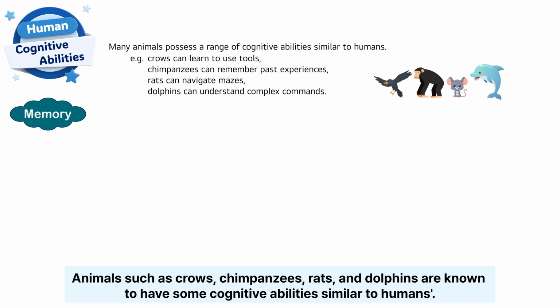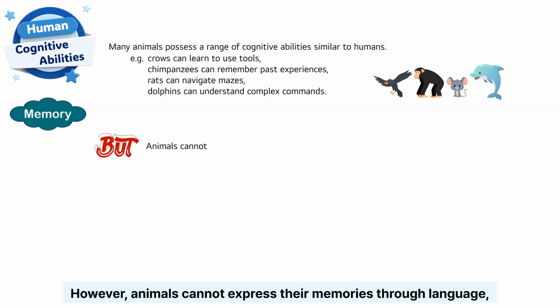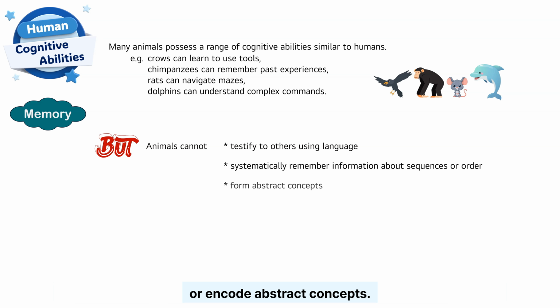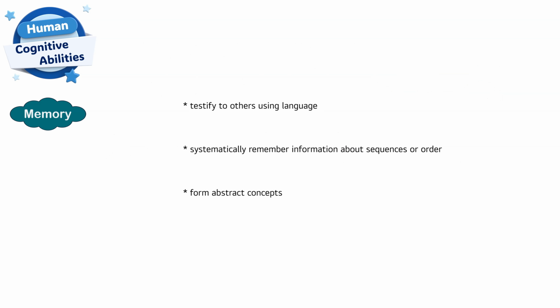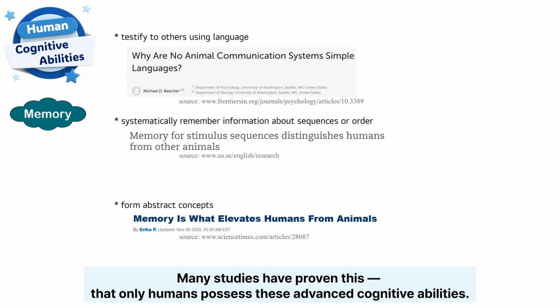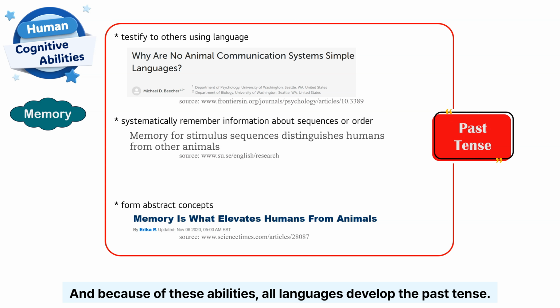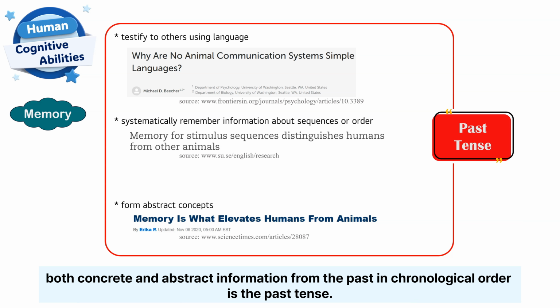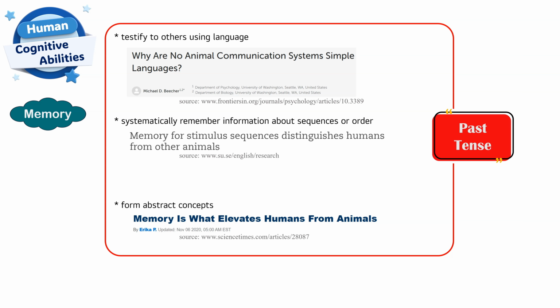Animals such as crows, chimpanzees, rats, and dolphins are known to have some cognitive abilities similar to humans. However, animals cannot express their memories through language, nor can they recall past information in a systematic, sequential manner or encode abstract concepts. Many studies have proven this, that only humans possess these advanced cognitive abilities. And because of these abilities, all languages develop the past tense. That is, the simplest linguistic device humans invented to organize and express both concrete and abstract information from the past in chronological order is the past tense.